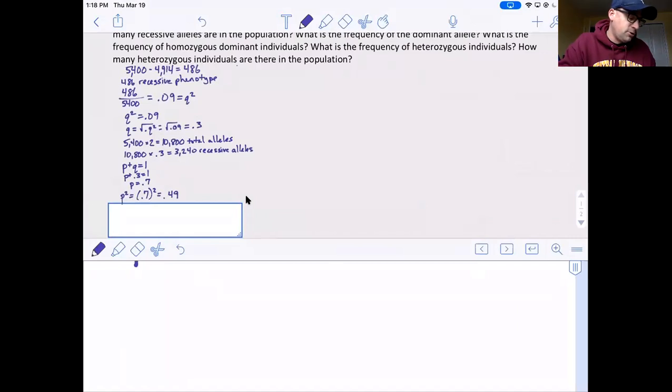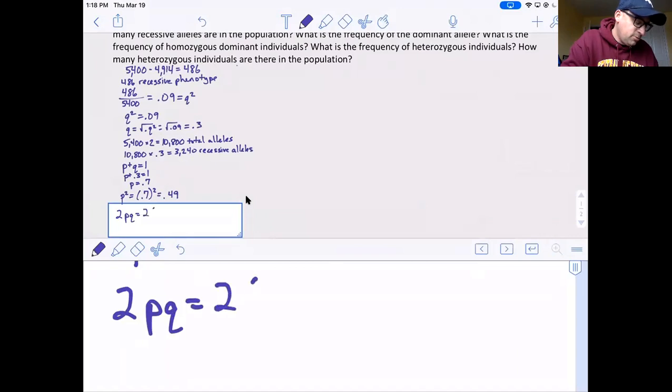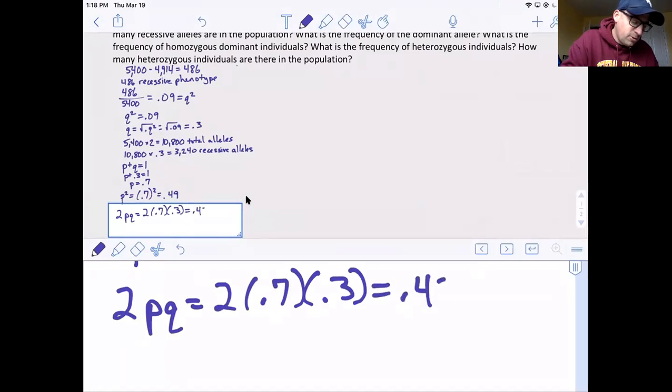Okay, so here we go. So the question we were on was, what is the frequency of heterozygous individuals? So what I've got to do here is 2 times p times q, which is 2 times 0.7 times 0.3, which is equal to 0.42. So 42% of the individuals in this hypothetical population were heterozygous.